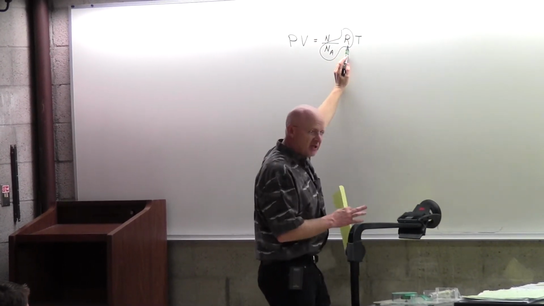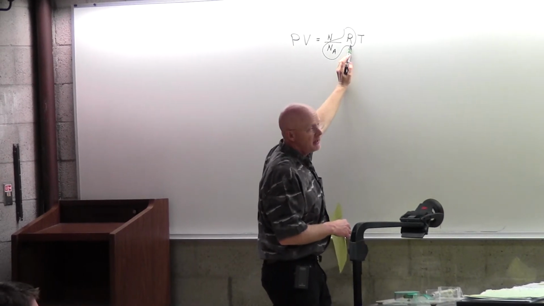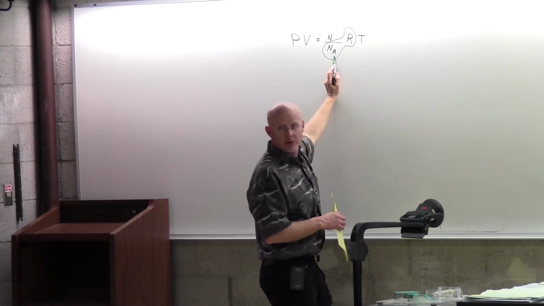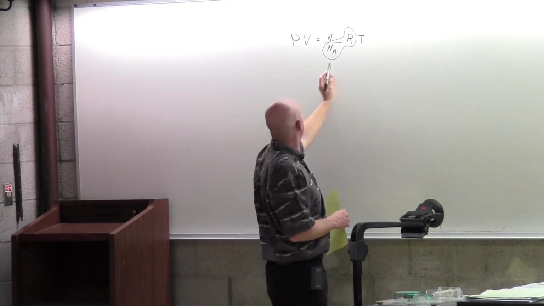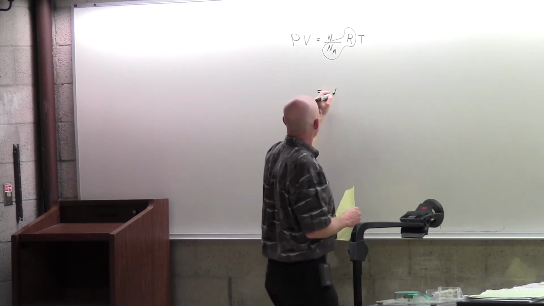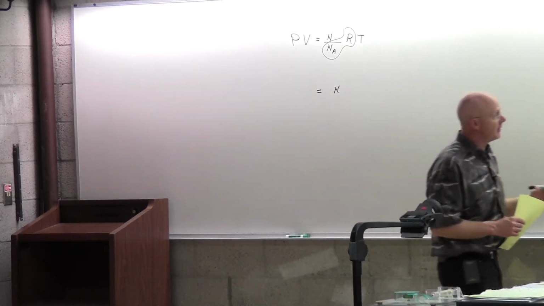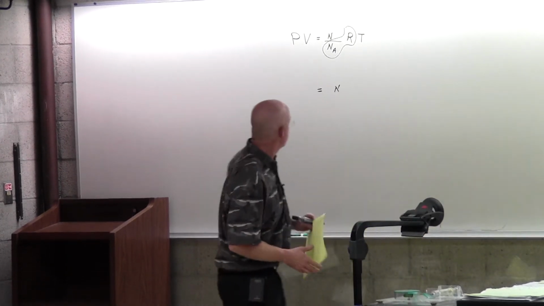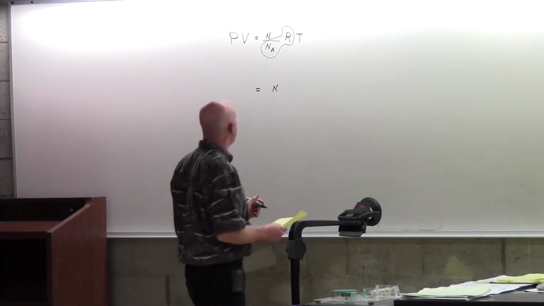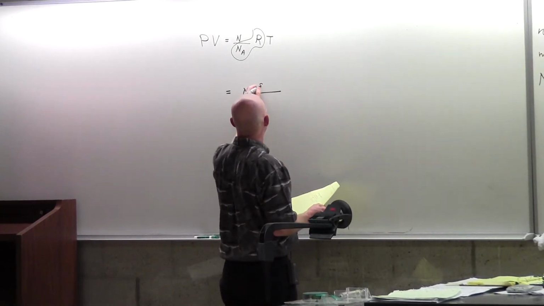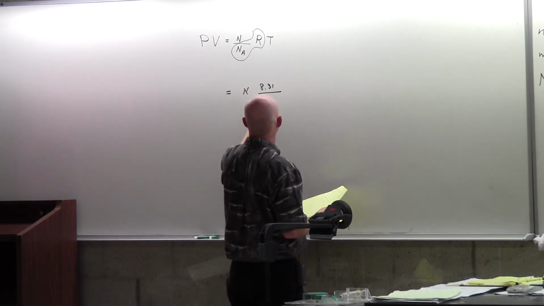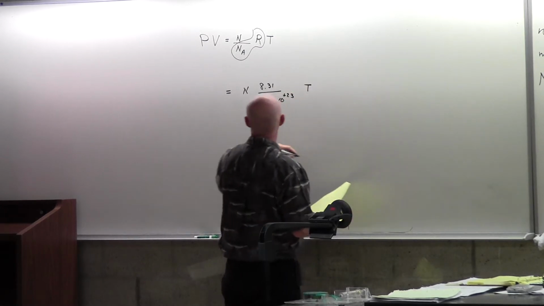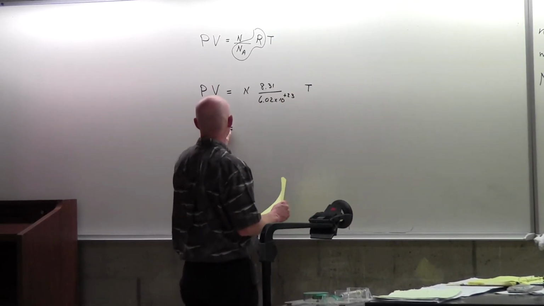So help me out again. What was the R? 8.31. What was Avogadro's number? 6.02 times 10 to the minus 23rd. I'm sorry, plus 23rd, and then I'm going to move it to the top, so it's going to become a minus 23rd in a second. Sorry, yeah, so plus 23rd. And so this would be N, and then I would get the 8.31, 6.02 times 10 to the plus 23rd times T times P times V.